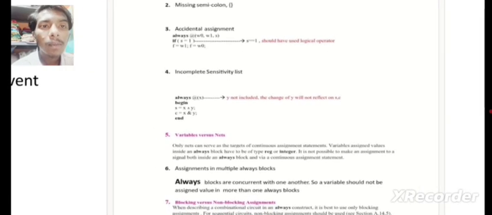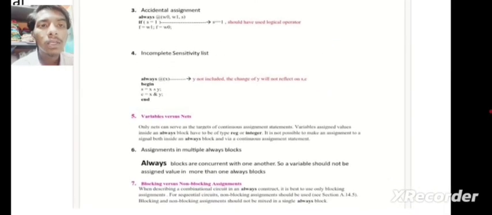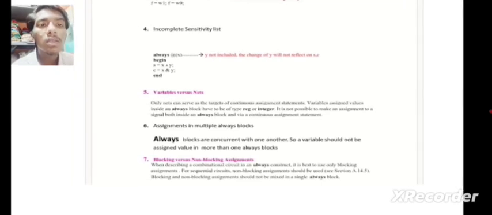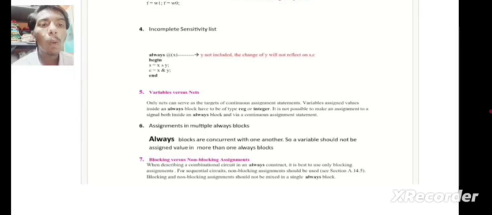accidental assignment, the incomplete sensitivity list, and the assignments in multiple always blocks. It means the always blocks are concurrent with one another. So a Verilog variable should not be assigned a value in more than one always block. And then the last, the seventh one, is the blocking and non-blocking assignment.